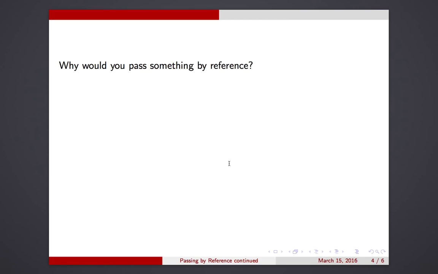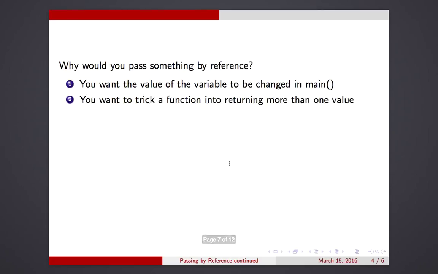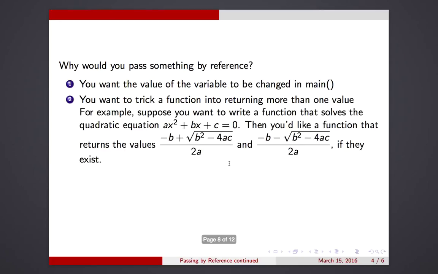So why would you pass something by reference? I mentioned this a little bit last time, but there are basically three reasons why you want to pass by reference. The first is that maybe you want the value of the variable to be changed up in main. Also, maybe you want to trick a function into returning more than one value. So the example of that I will show you is this.